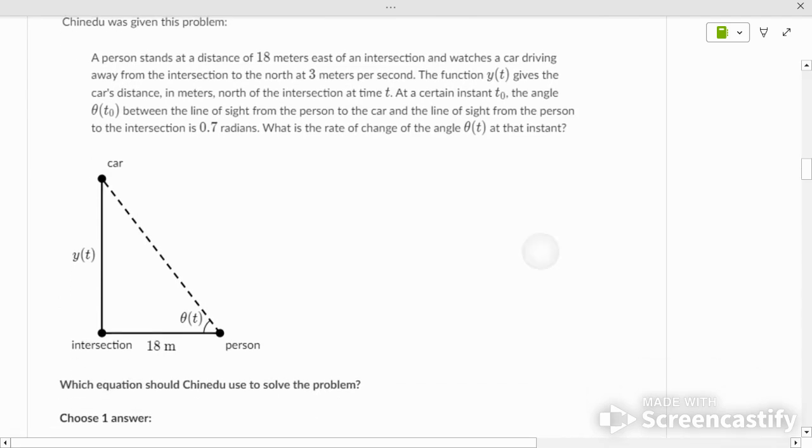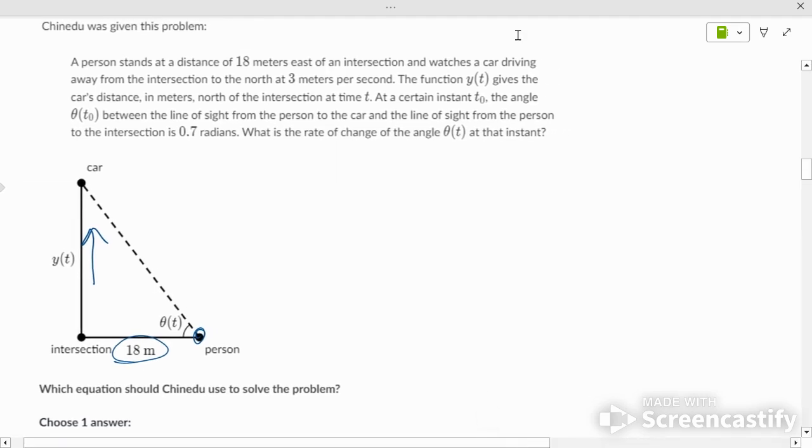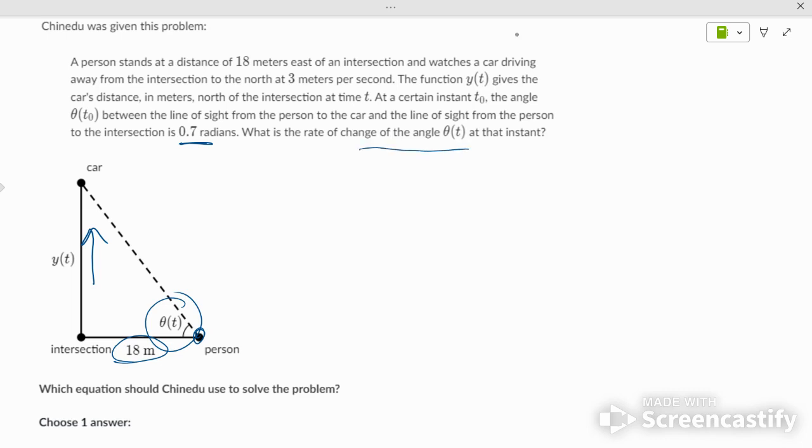Okay, a person stands at a distance of 18 meters east of an intersection, as depicted in the picture here, and watches a car driving away from the intersection north at 3 meters per second. The function gives the car's distance in meters north of the intersection at time t. So this is a person, and then we have a certain angle. Okay? And the angle is at 0.7 radians. What's the rate of change of this angle?